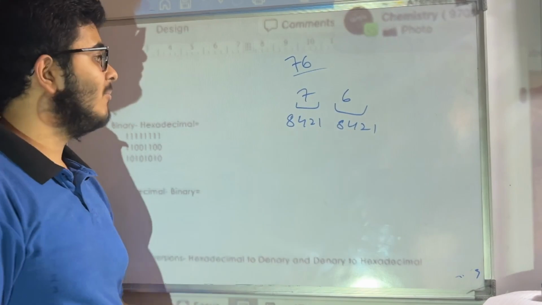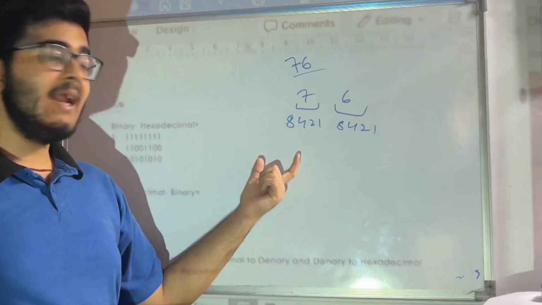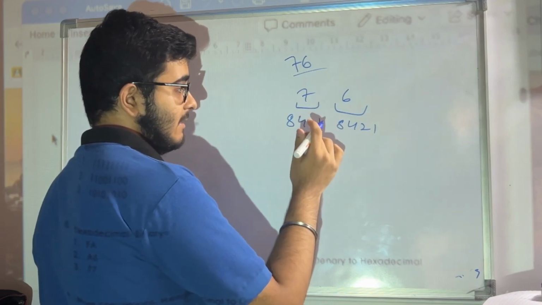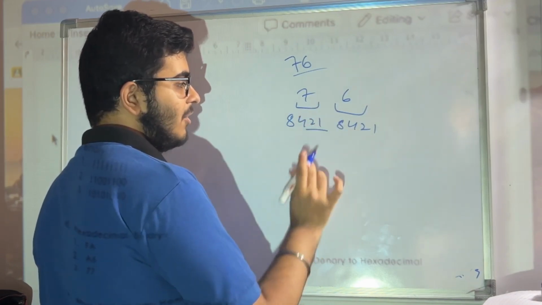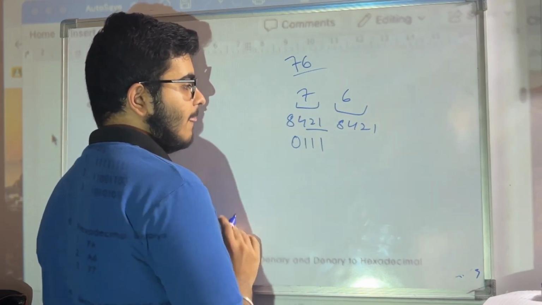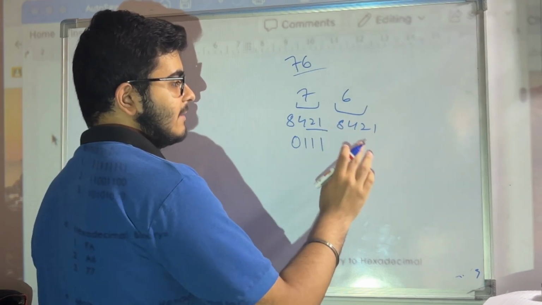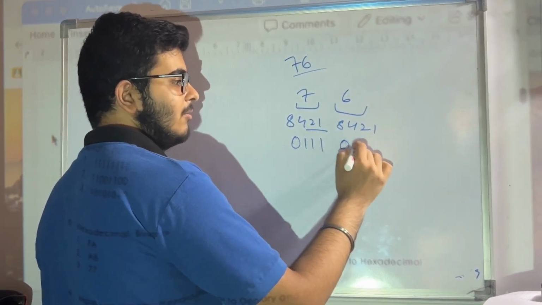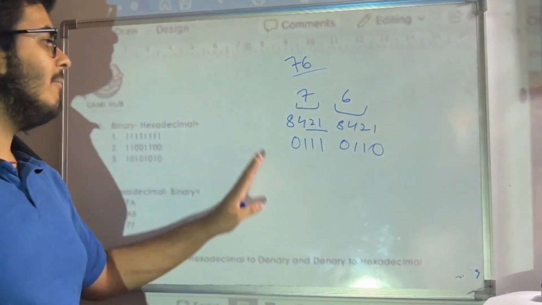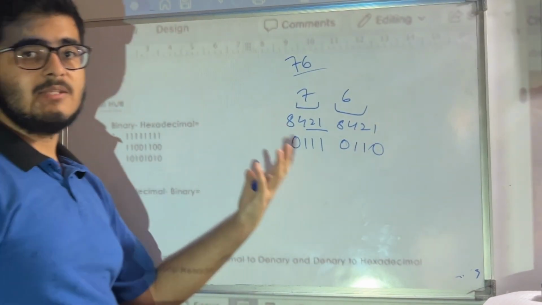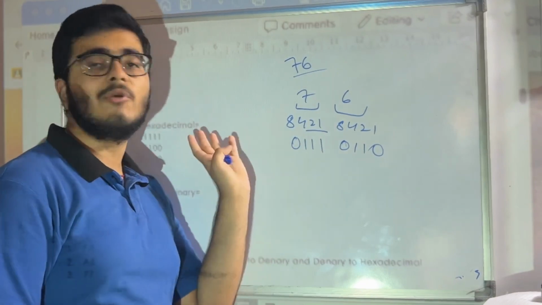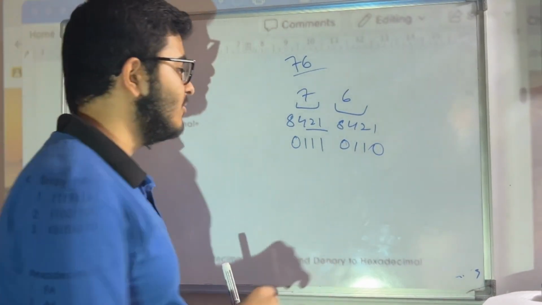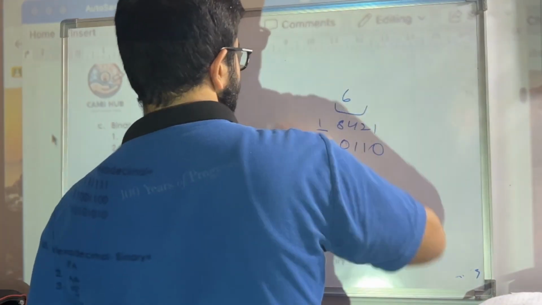Now I'm going to see what I can add to get 7. 4, 5, 6, 7. If I add all of them, I am going to get 7. So 0, 1, 1, 1. What can I add to get 6? 4 and 2. If I add both of them, I am going to get 6. So wherever my combination is successful, in front of those digits I am going to write 1. That's it. This is hexadecimal to binary. Nothing else you need to do.